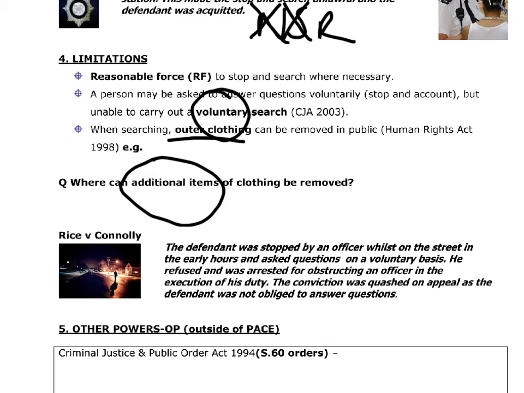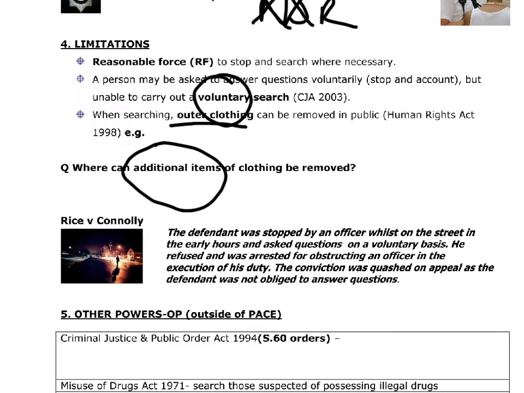Now, as you can see there, then below you've got a case, Rice versus Connolly. So this is a case just showing you that they did a stop and account, and then what happened, the suspect said no, they don't want to answer voluntary questions, and the police arrested him for that. Because it is a voluntary stop and account, you don't have to say yes, it's voluntary. Yes or no. So when he said no and then they arrested him, that automatically became unlawful as a result.